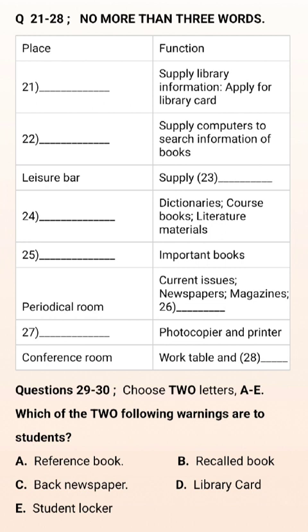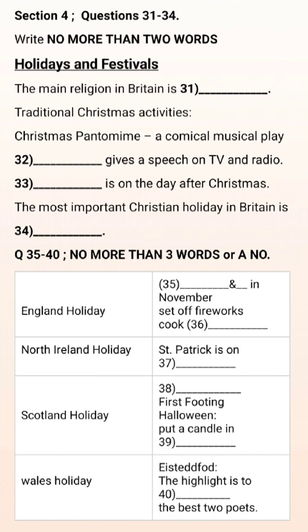This is the end of Section 3. You now have half a minute to check your answers. Now, turn to Section 4. Section 4. You will hear a lecture about British holidays. First, you have some time to look at questions 31 to 40. Now listen carefully and answer questions 31 to 40.